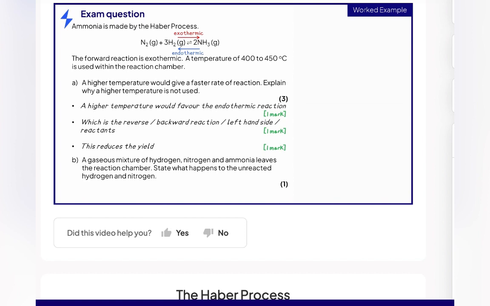Part B asks what would happen to the unreacted nitrogen and hydrogen when it leaves the reaction chamber. The gases are fed back into the reaction vessel, where they pass over the catalyst again, so they are recycled. Another accepted response is to say they are used again.